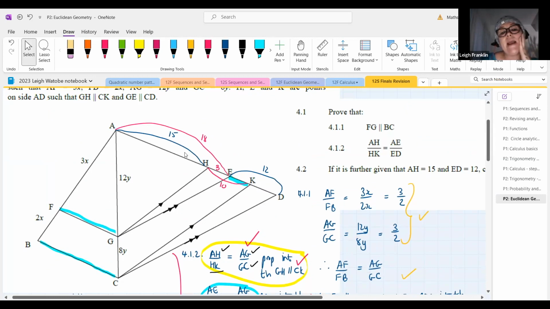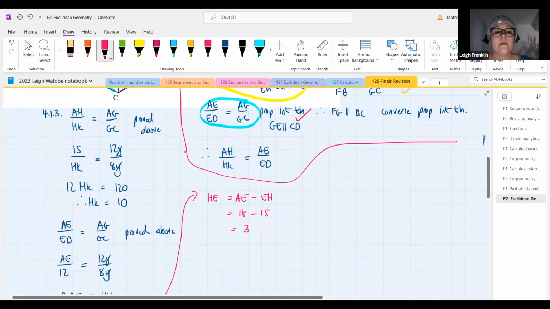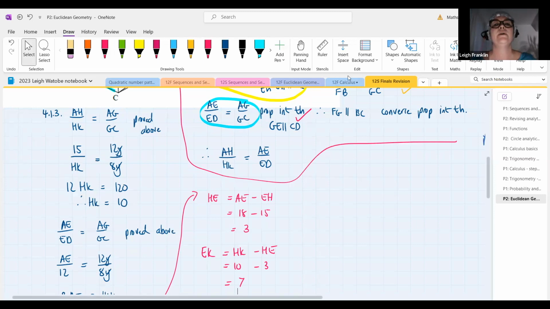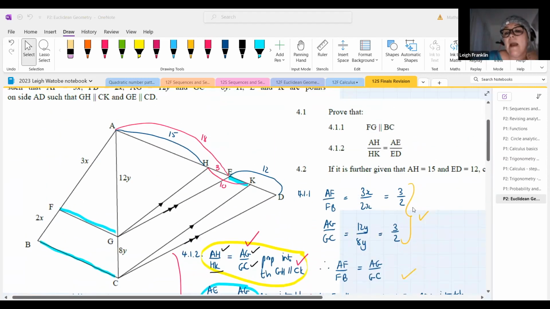And now we know that HK is 10. HE is 3. So the difference between them will be EK. So EK is HK minus HE. So that gives us 10 minus 3. So it will be equal to 7. That's it. Good. Well done. Okay. Is everybody happy with that?